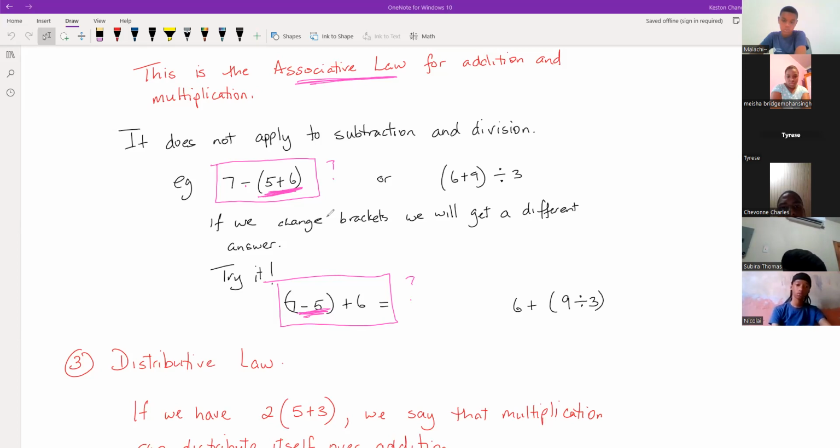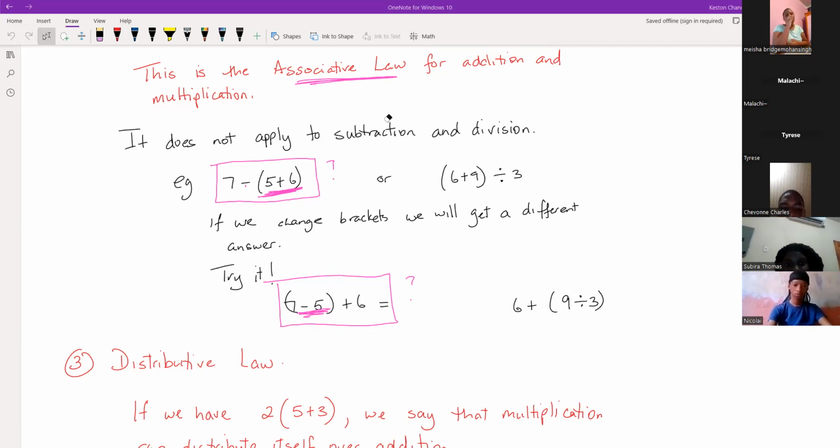So what did you get for this one? 7 minus, open brackets, 5 plus 6. Do you want to share the answer with me? Use your mic. 7 minus what? Negative 4. That's correct. We will get 7 minus 11. And because the 11 is bigger, we're going to keep the sign of the larger number and then subtract 7 from 11.